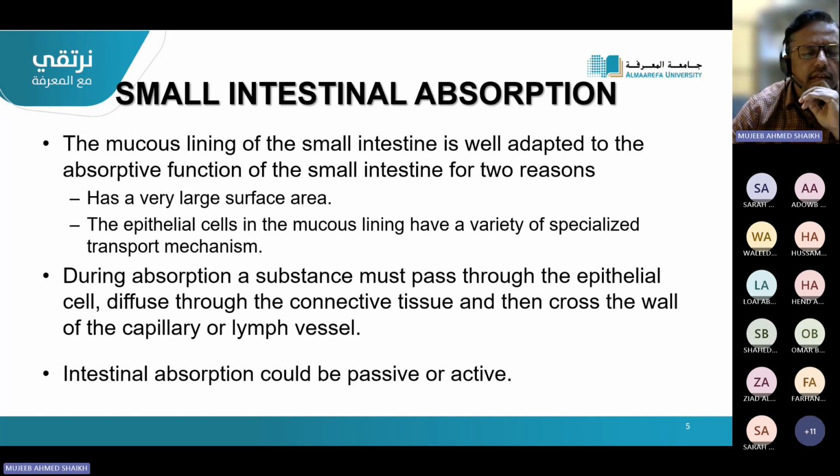The absorption is more in the small intestine because of the larger surface area. We have seen the surface area is more because of the folding. There are foldings of the mucosa, there are villi and there are microvilli. So this increases the surface area quite a lot.